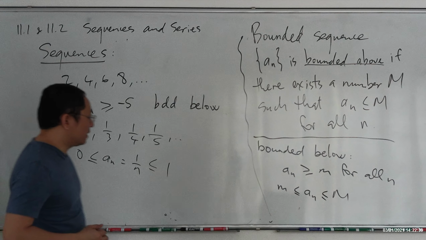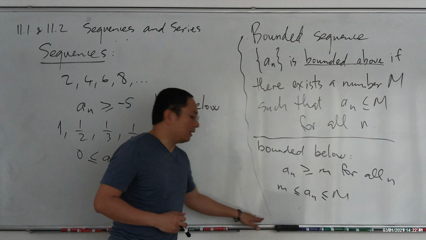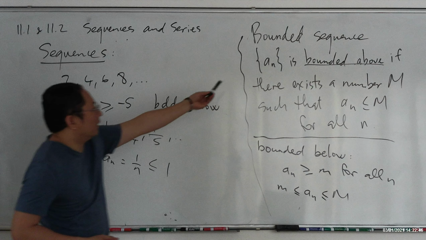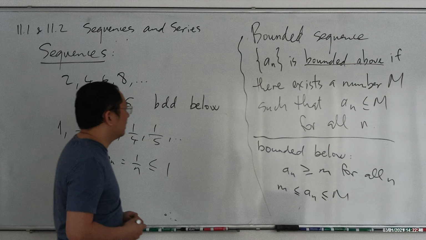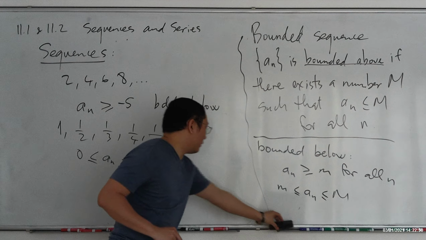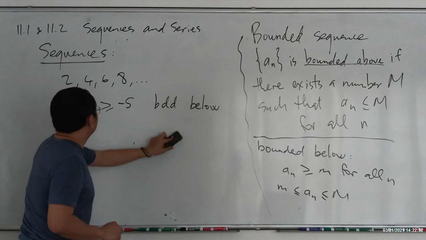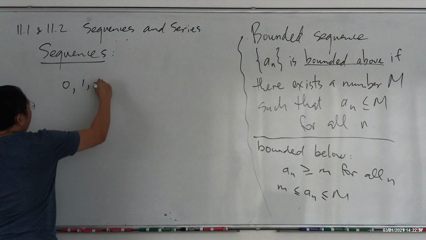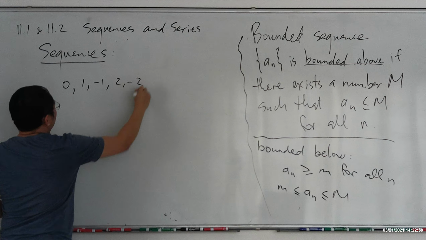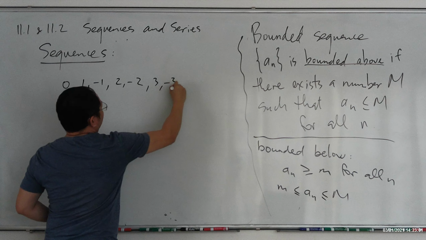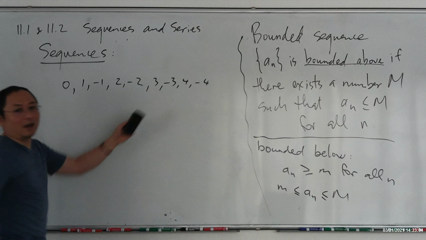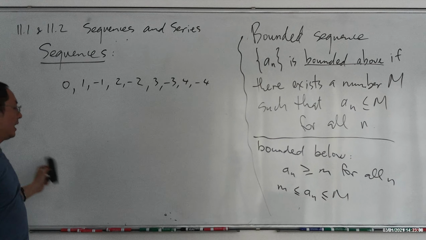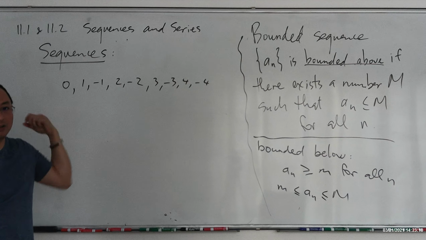Okay. Some sequence doesn't have a boundary at all. It doesn't have a boundary above or below. Say for example, this one: 0, 1, -1, 2, -2, 3, -3, 4, -4, 5, -5. So what? One side is getting bigger to infinity, another side is getting smaller to -infinity. So it doesn't have an upper bound, and it doesn't have a lower bound.